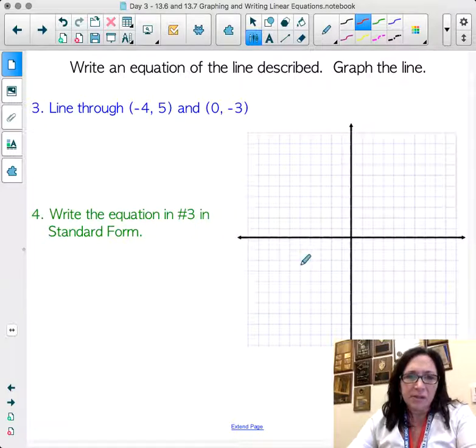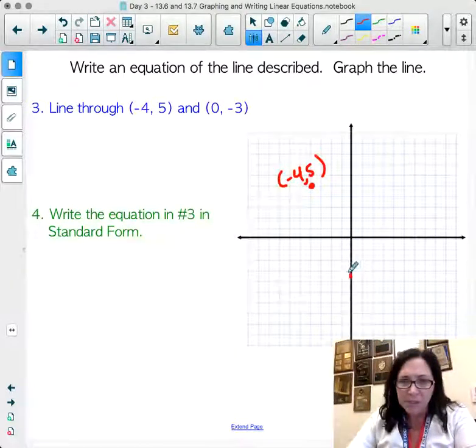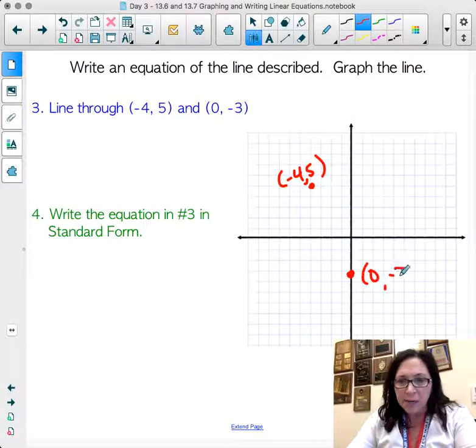The next question says, write an equation of the line, graph the line. So we have over negative 2, 3, 4, up 5. So 1, 2, 3, 4, 5. So here's the point, negative 4, 5. And then we have the point 0, negative 3, which is here. So 0, negative 3.